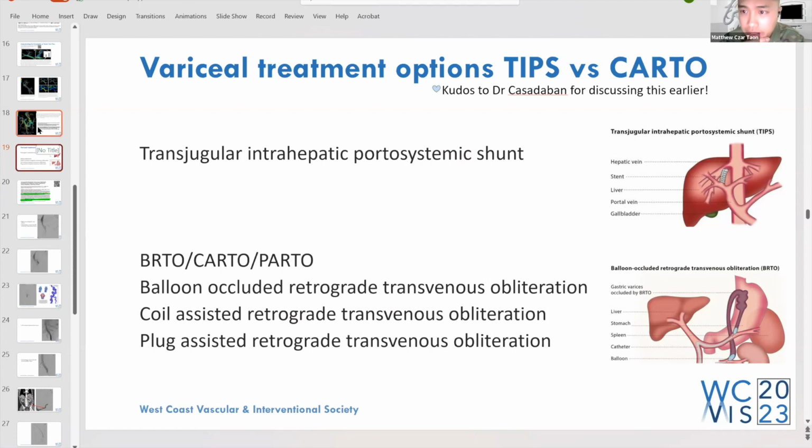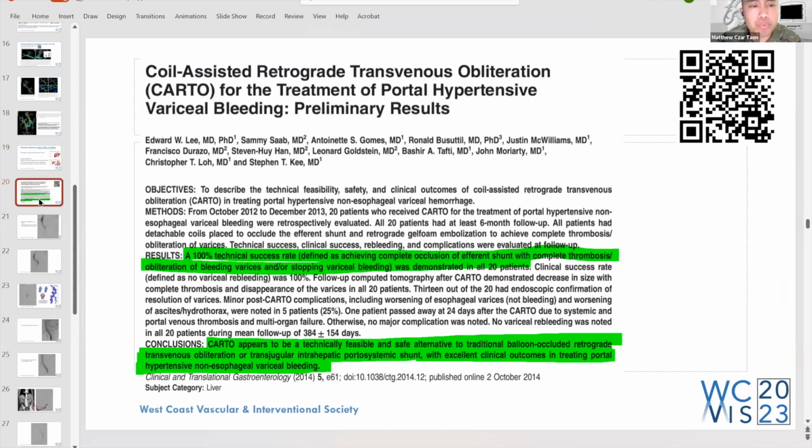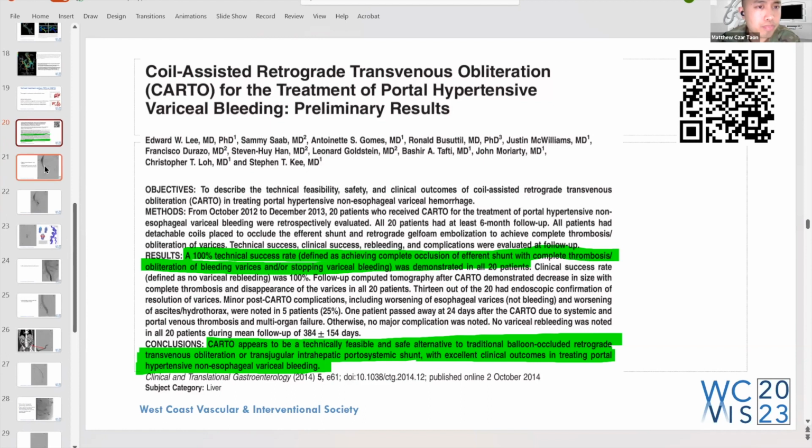Casadaban for discussing this earlier. Because this patient was more concerning for a sinistral portal hypertension, we decided to go with a CARTO. And some of the data, especially out here from my UCLA colleagues and mentors here, see a number of strong names here, can be very effective. CARTO, very effective for treating variceal hemorrhage.